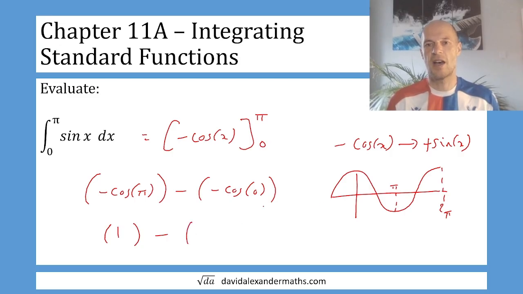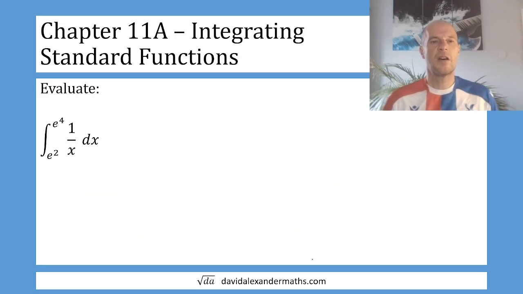Take away, what is the cos of 0? The cos of 0 is 1. So it's -1. So it's 1 minus -1, so 1 plus 1. So we have evaluated that integral. The answer is 2.